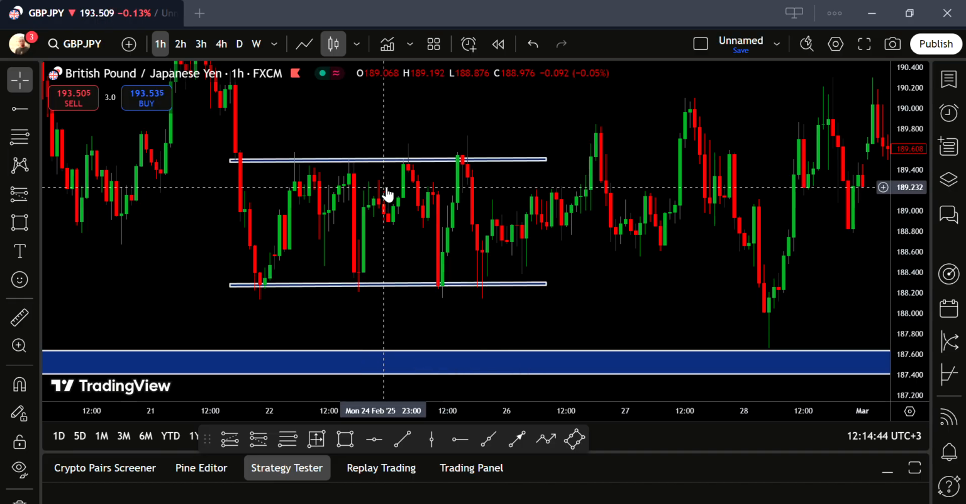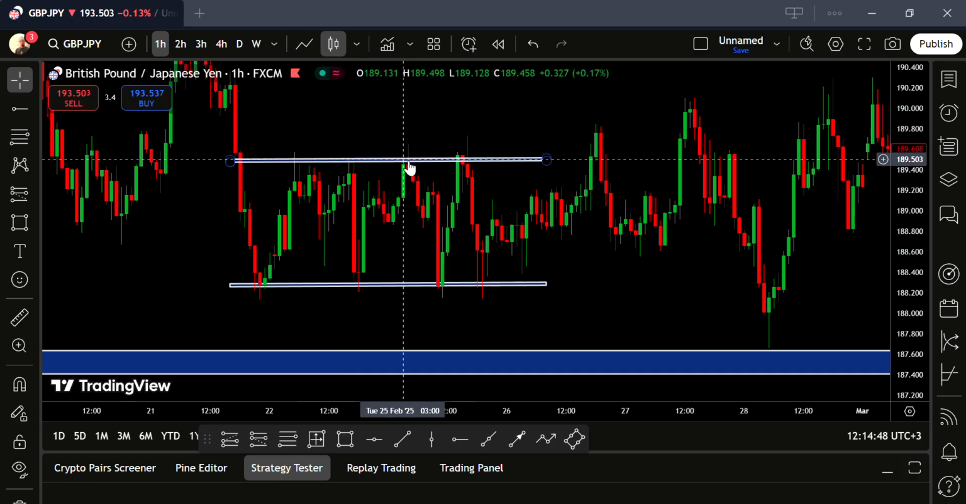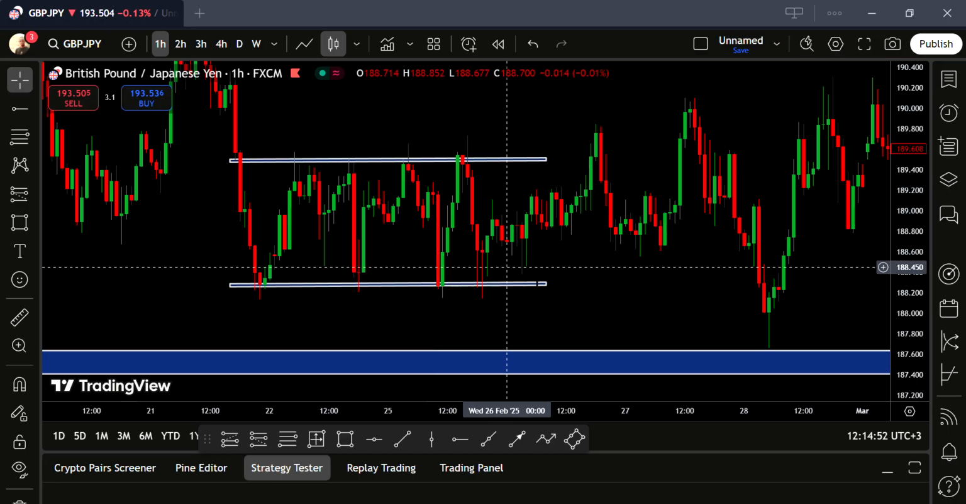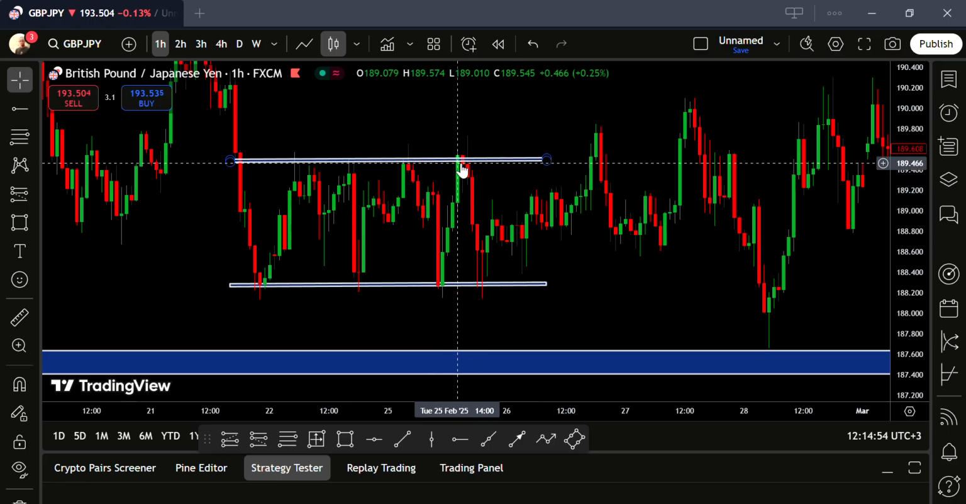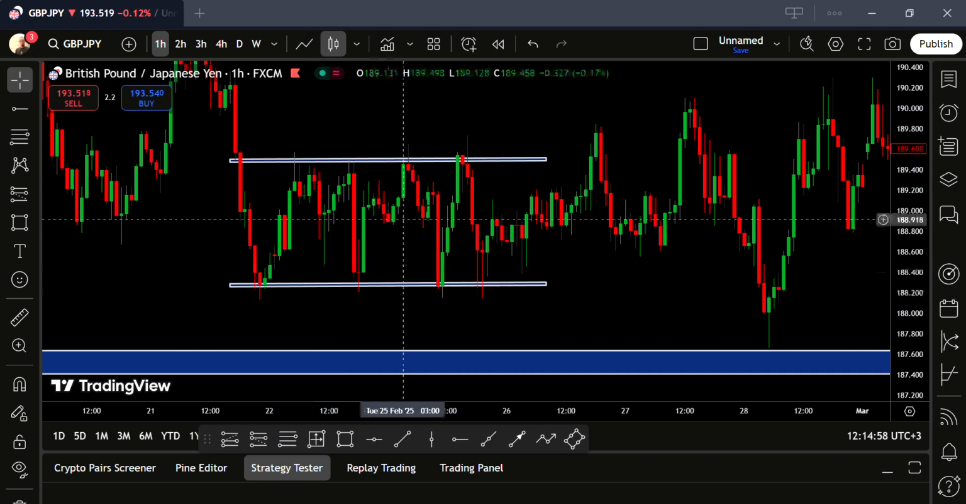So when it comes back here, this is, remember, our resistance, we're expecting to sell. We sell it down here. When it comes back here, this is our support, we're expecting to buy. We buy it up here. When it comes back here, just repeat the same process in this range.